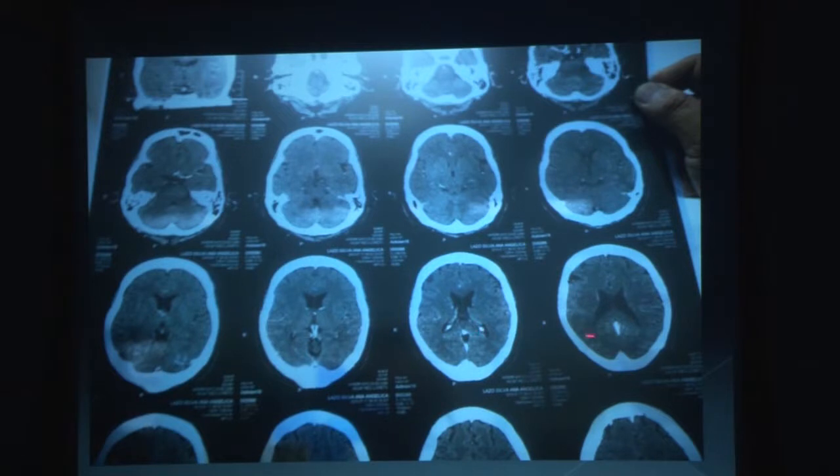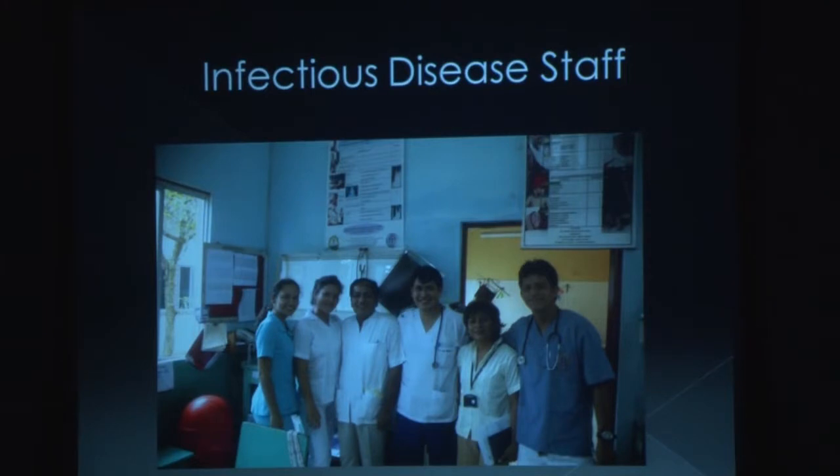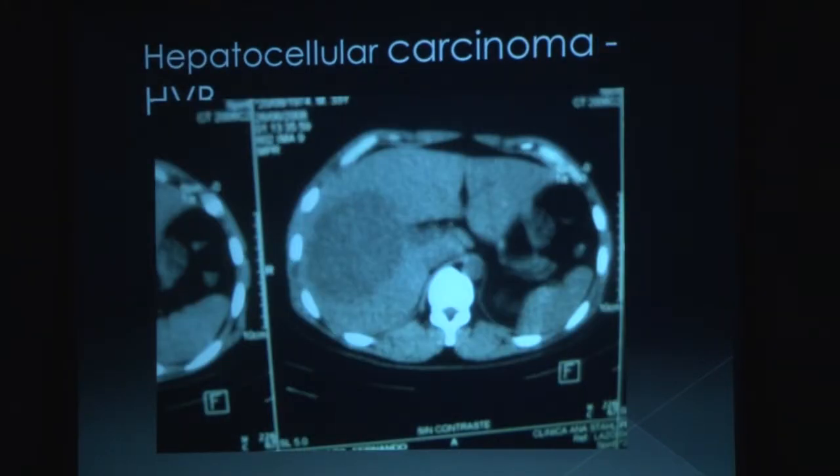But you can see these little white areas right here. This is scar tissue from an individual that had encephalitis, healed over from that, and then still has the residual effects of those. This is one of the infectious disease staffs. This is another example of what we see. This is hepatocellular carcinoma that's the result of hepatitis B infection 10 years later.